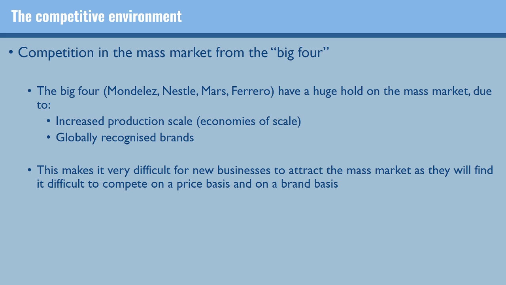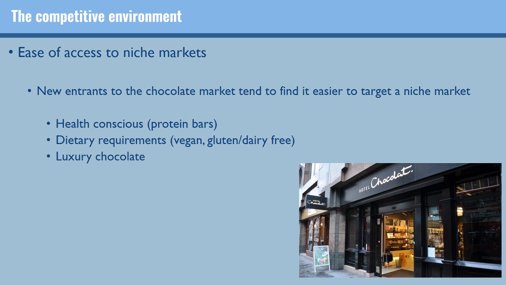But also these four companies have globally recognized brands. I think someone who doesn't even eat chocolate will recognize the brands of Cadbury's, Nestle, Mars, Ferrero, etc. and all of their other brands. They obviously have tons of different products. So you can't compete on a price basis. You can't compete on a brand basis. So in the mass market, it's very, very difficult. And this is a link to Porter's Five Forces when we talk about threat of new entrants. Those four companies in the mass market are pretty secure. So new entrants to the chocolate market tend to find it a bit easier to target a niche market.